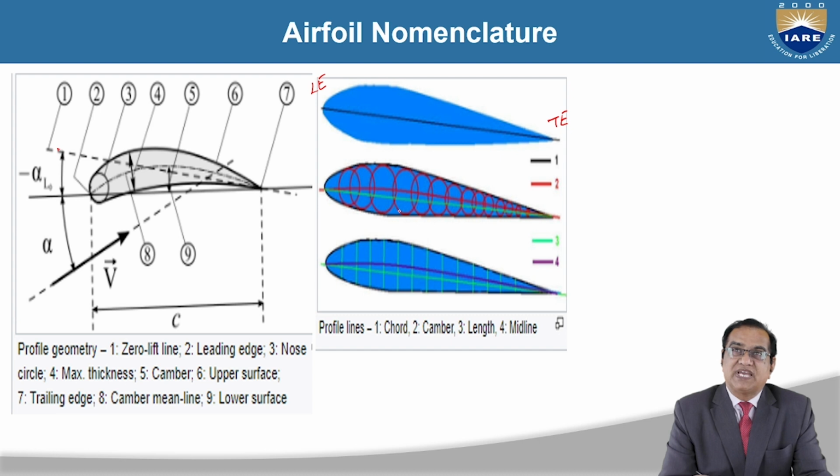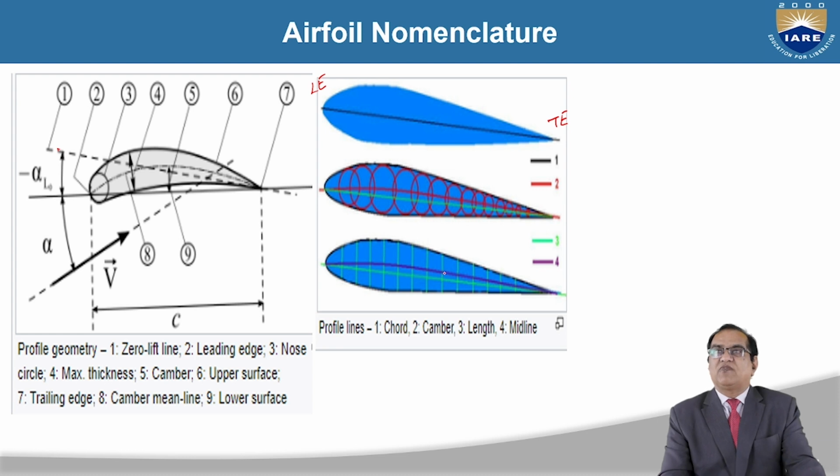And if you see here, number 2 is the camber. In this figure, from leading edge, this green line is your chord line, and this red line is the mean camber line. So number 2 is called the camber of this wing. 3 is the length. This green is the total length of this, and 4, if you see, is a mid line. It is called mid line.